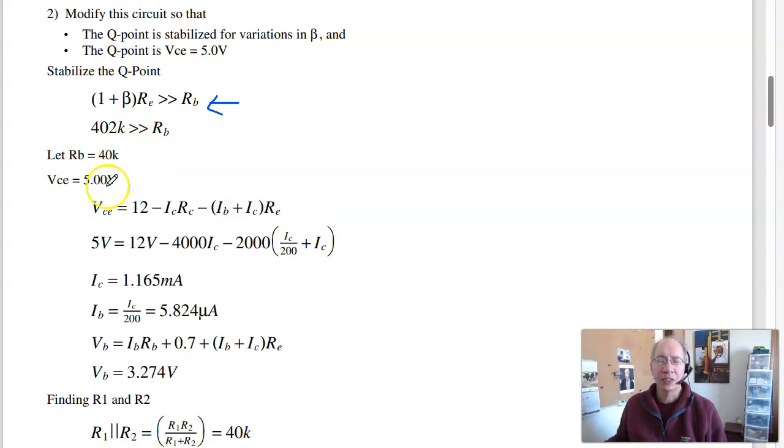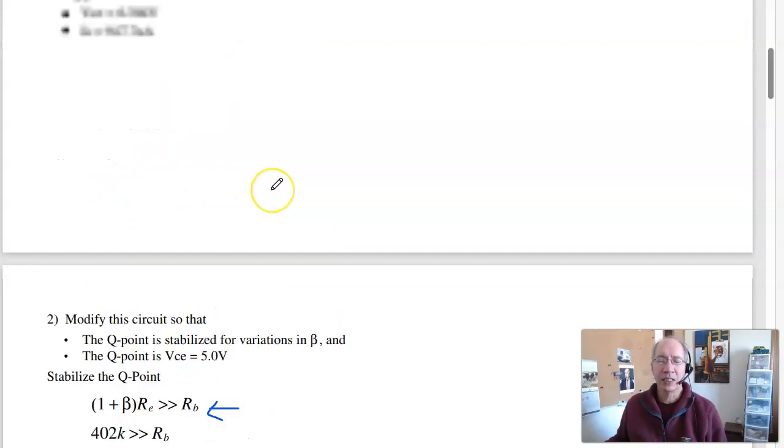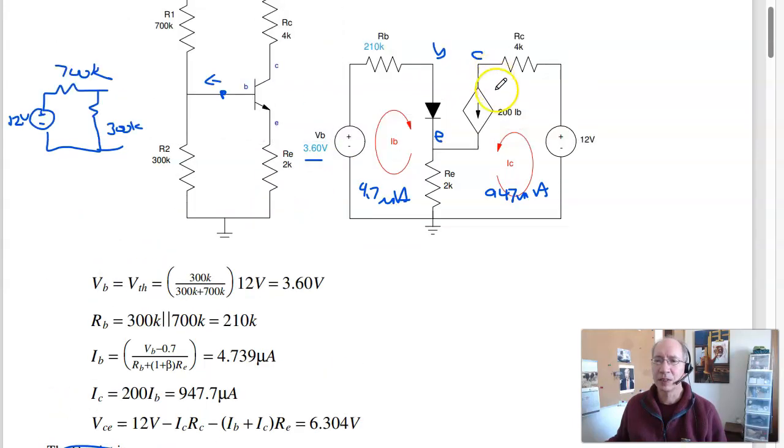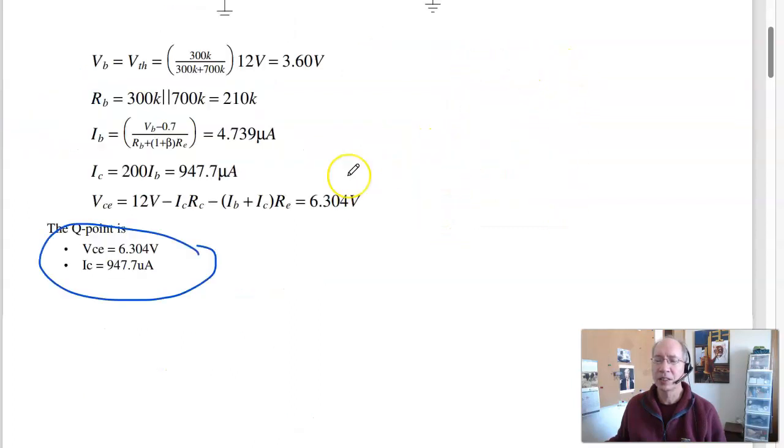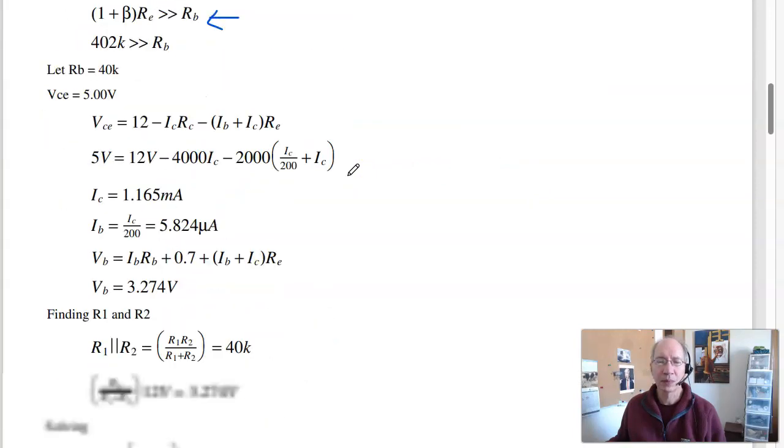If VCE is 5 volts, that's your 12 minus RC times IC minus RE times IC plus IB. Plugging it in, I can solve for IC. IC must be 1.16 milliamps. IB is IC over beta, 5.8 microamps. Once I know IB and IC, I can find VB.